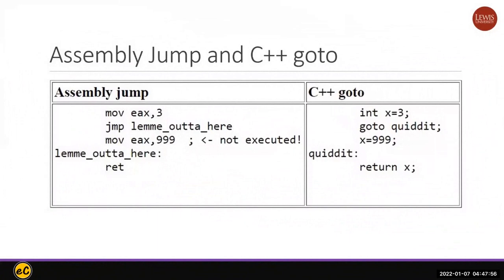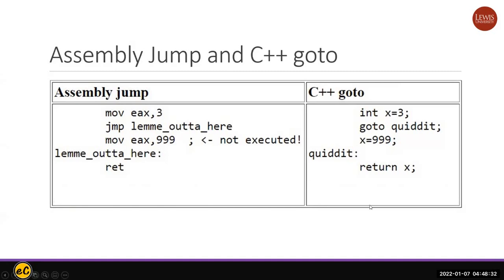Okay, assembly. On the right-hand side, you have the C language. So integer n equals 3, go to quit it. So you go to quit it, and then you return x. Okay, this one actually you will never run the x equals 999. So this moves 3 into the register, and then jumps unconditionally. Unconditional jump, you just jump. There is no if-then-else involved. So the move 999 to EAX will not be run.